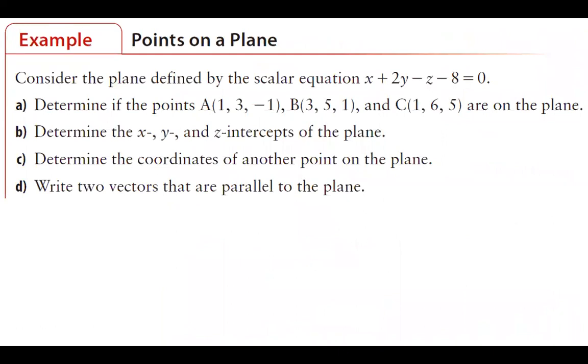Consider the plane defined by the scalar equation x plus 2y minus z minus 8 equals 0. We have just learned this can be a plane in 3-dimensional space, right? Can you determine if the points A, B, C are on the plane? Then determine the x, y, and z intercepts of that plane. Determine the coordinates of another point on the plane and write 2 vectors that are parallel to the plane. Okay, I'll give you 3 minutes to consider these questions. Then we'll have a look at the solution together. Okay, this checks your understanding of the scalar equation of a plane in 3-dimensional space.